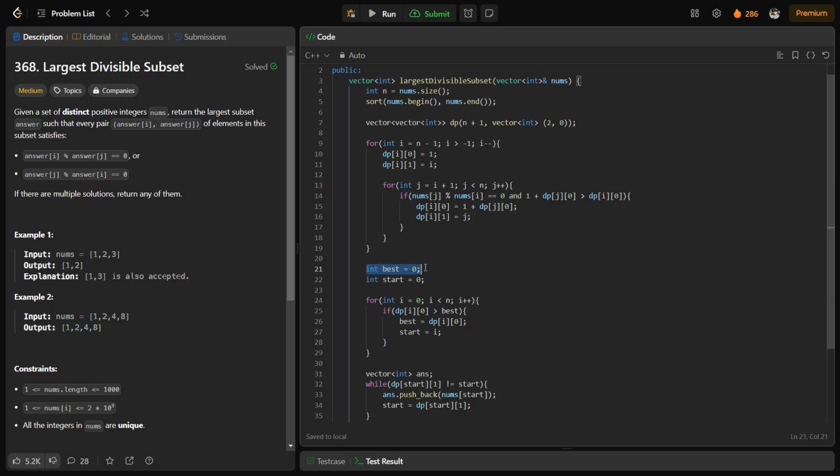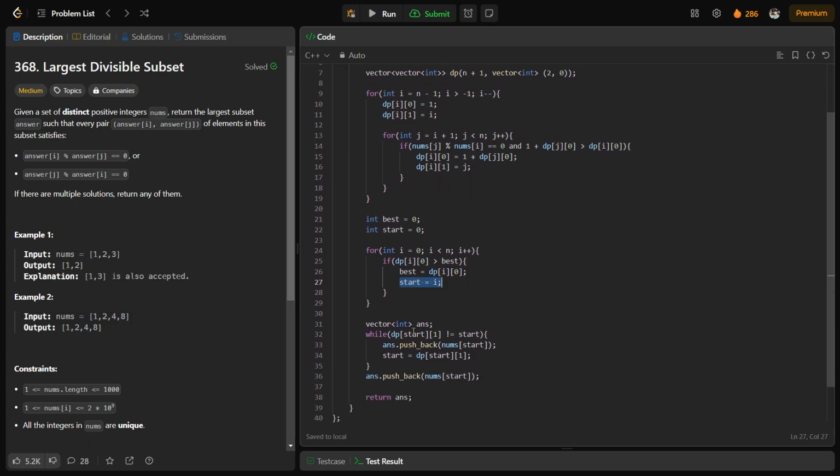Now I am going to initialize my best with 0 and start with 0. I am trying to find out what is the best answer inside this whole dp array, right? Because dp of i[0] is storing the best answer starting from position i. Now the best answer can start from position 0, position 1, position 2 and so on. So I am trying to find out that best position and I am going to store that position in start, right? Now once I know where I have to start, I can just easily backtrack through the dp array.